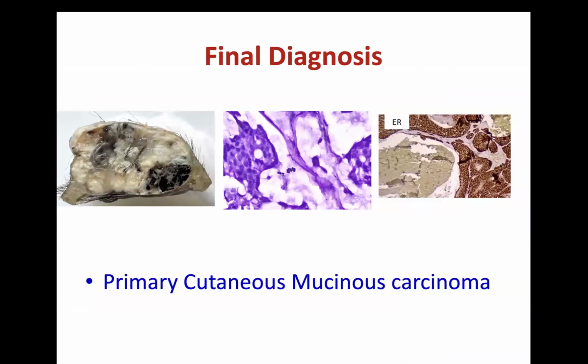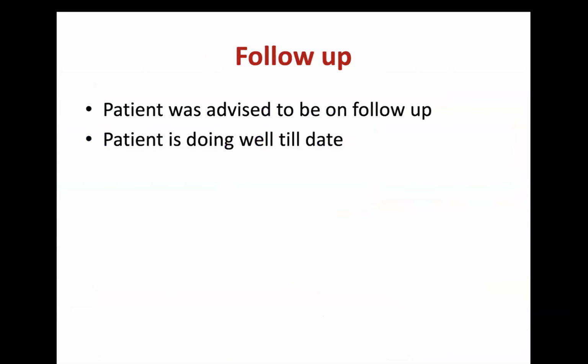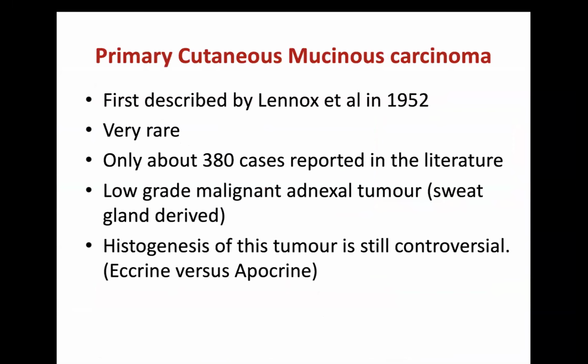So with a lobulated, mucin-rich tumor in the scalp with strong ER positivity, but a clinical workup that did not show any breast lesion, we came to a conclusion of a primary cutaneous mucinous carcinoma. The patient was advised follow-up, and she is doing well.